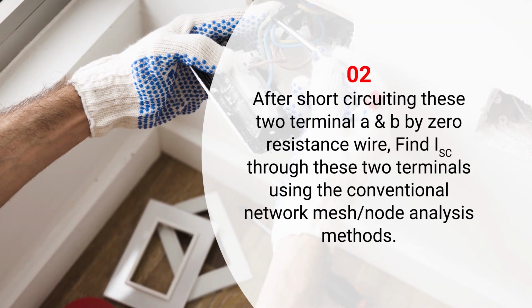In the second step, what you have to do? After short circuiting these two terminals A and B by a zero resistance wire, find the ISC, because you have to find the short circuit current. Short circuit current means zero resistance. So find ISC through these two terminals using conventional network methods, either with the help of mesh analysis or with the help of the node analysis method. You can also apply Kirchhoff's voltage law, Kirchhoff's current law, and for solving this type of network you can also apply the superposition theorem.